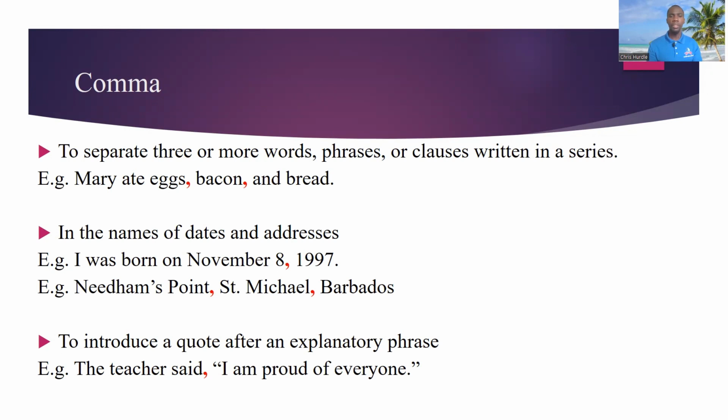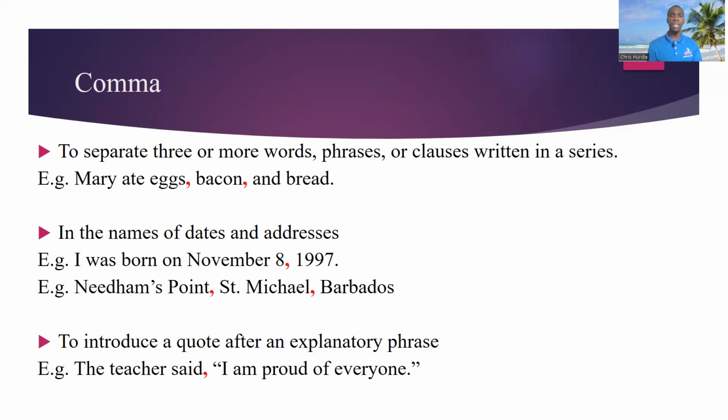Continuing. To separate three or more words, phrases, or clauses written in a series. So if we want to list items in a series, we use commas to separate them. Mary ate eggs, bacon, and bread. Now, it's worth noting that sometimes the comma is not used after the penultimate or second last item in the list. Sometimes it is used, sometimes it is not used, right? It depends on the style, but you can include it. But you can also choose not to include it. Okay. But for the other elements within the series, those need to be separated by a comma, right?